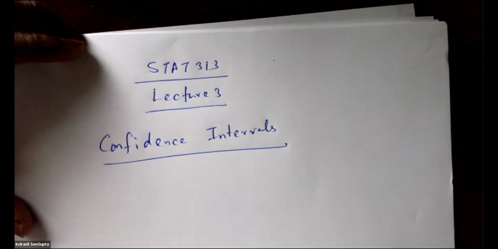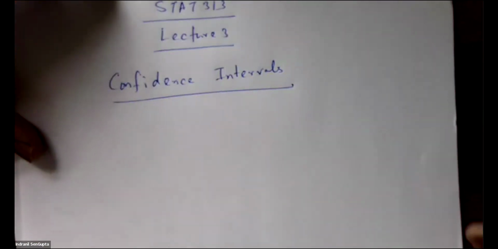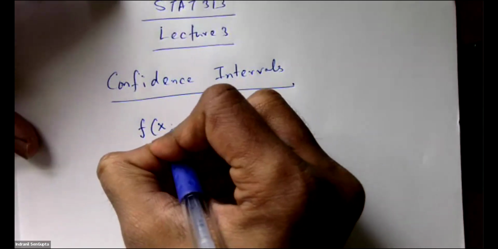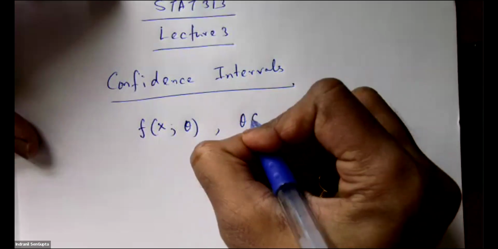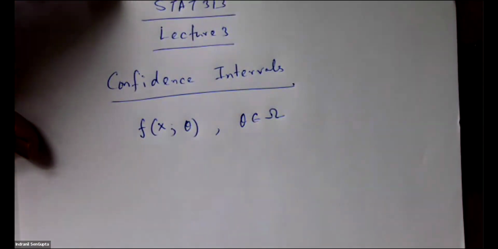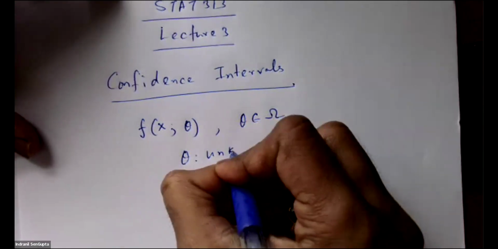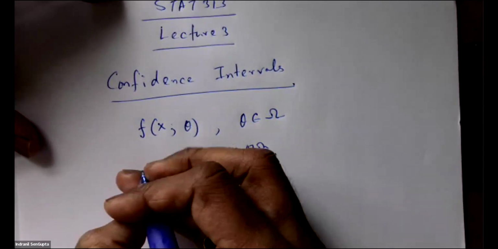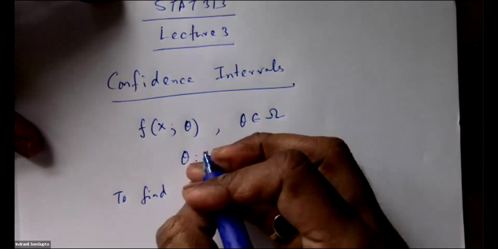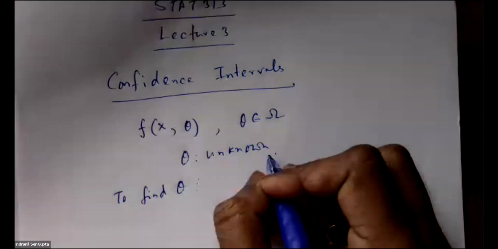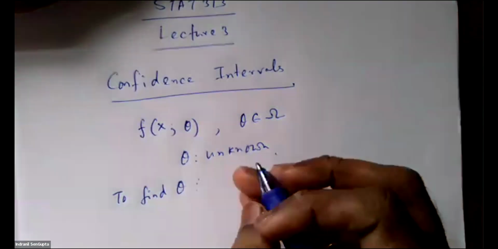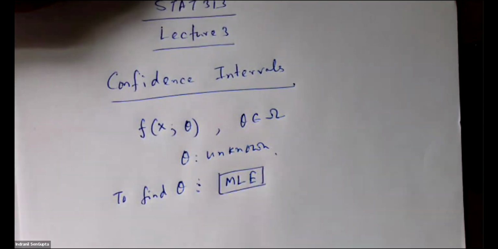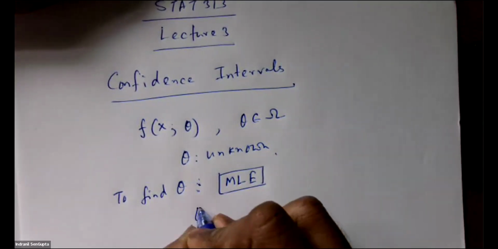Now, if you recall, when we studied this f of x, theta, where theta was in some set omega, and theta is unknown. In the last lecture, we have seen how to find theta. To find theta, remember that three-step procedure, we use the maximum likelihood estimator. What we eventually found is theta hat.